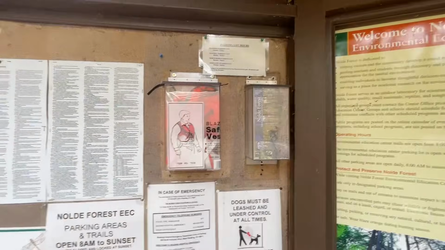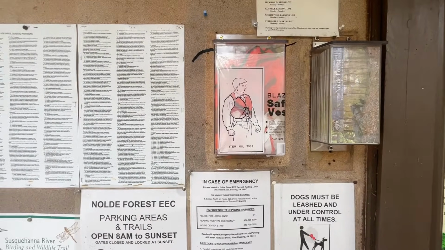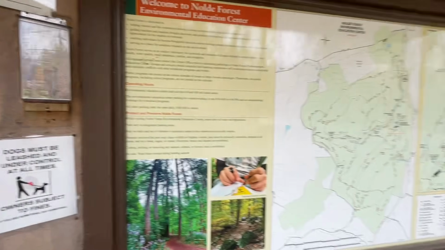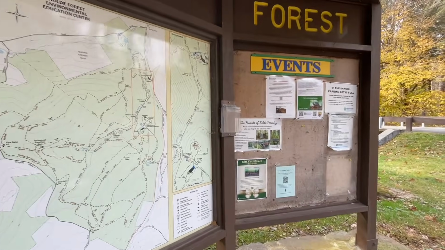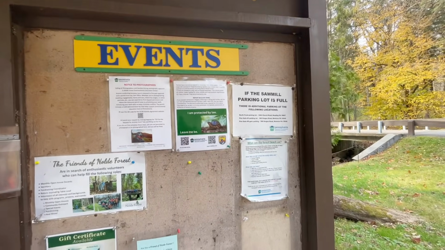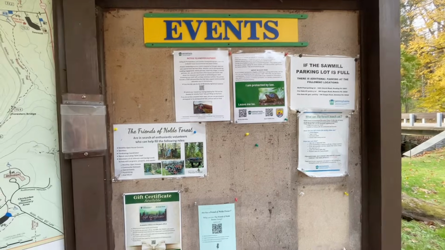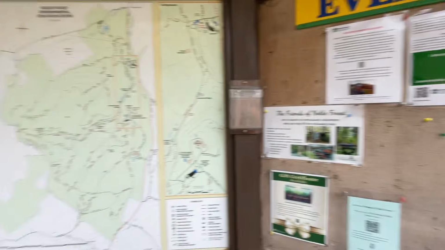They have some maps, paper maps, and look, they have blaze safe vests for everybody. I have some orange on me today, so I'm not going to be wearing one of those. And a lot of information here. There's apparently turtles here. That's good because I haven't seen a turtle all year long and I've been looking for them.